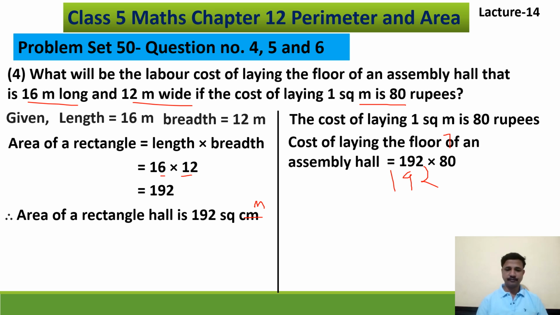0. So repeat, first 0. 8 twos are 16. 1. 8 nines are 72, plus 1 is 73. 7. Okay, 8 ones are 8. 8 plus 7 is 15. So the answer is 15,360.